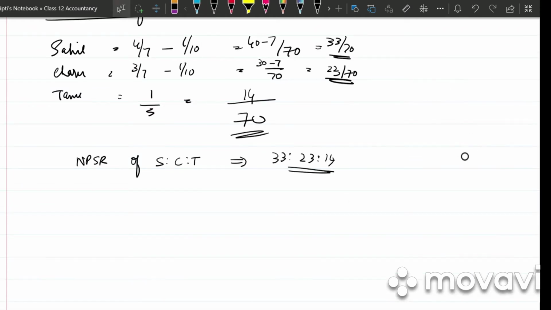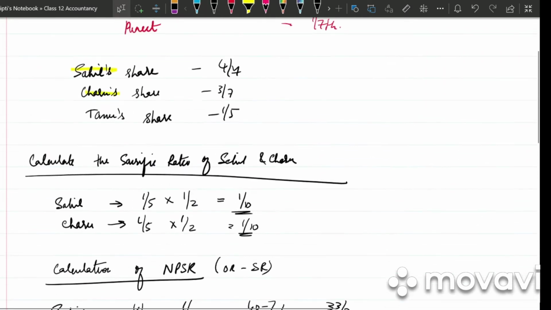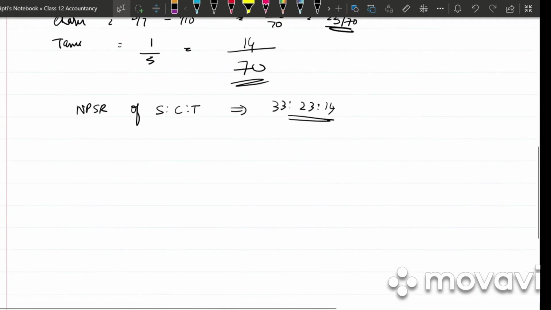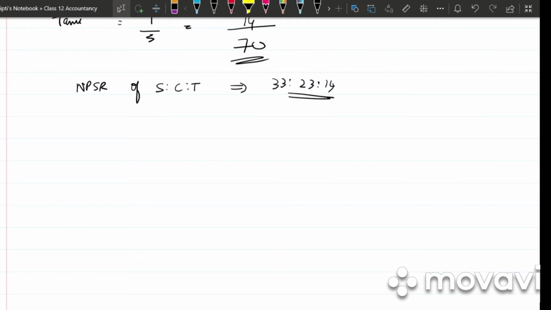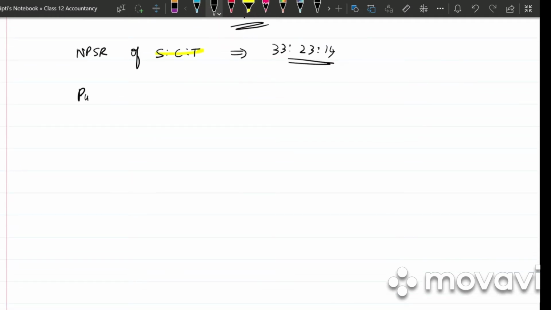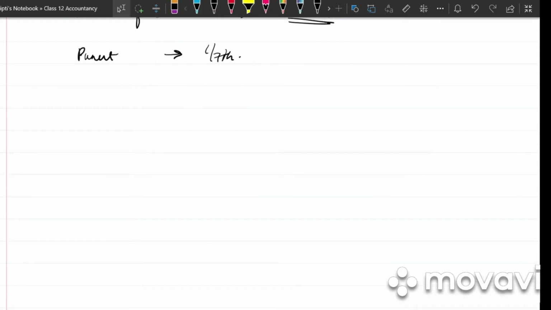After that they have given us that Puneet was admitted into the partnership firm and he acquired the share from Sahil and Charu in the ratio 7:3. So we already got the new profit sharing ratio of Sahil, Charu and Tanu. Now one more partner has been admitted into the partnership. Who is it? Puneet. For what share? 1/7 share, which he acquired from Sahil and Charu in the ratio of 7:3. So again we need to find out the sacrifice ratio.